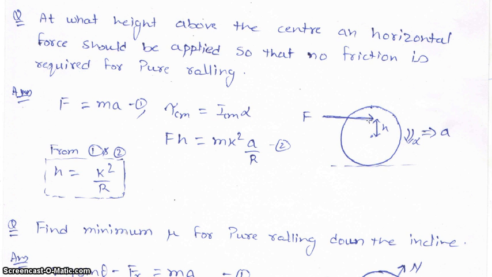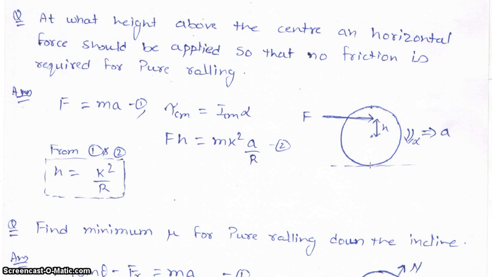Another important observation we can take, if the force is applied above this point, then acceleration will try to remain the same, and alpha will increase according to this equation because the torque will increase. So the bottommost point, which has an acceleration A in forward direction and R alpha in backward direction because of rotation, will now try to move in backward direction as alpha increases.